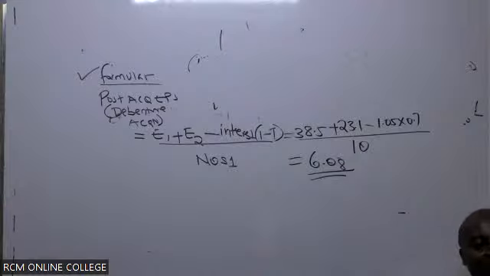Oscar, let's first of all do the numerator slowly. Numerator slowly, 38.5 plus 23.1 minus 1.05 times 0.7, and then you say equals.